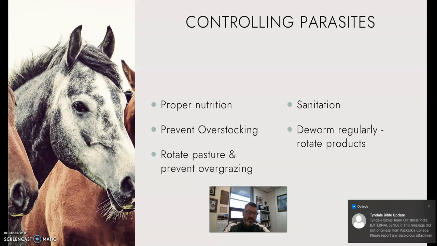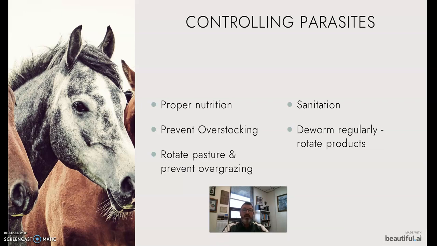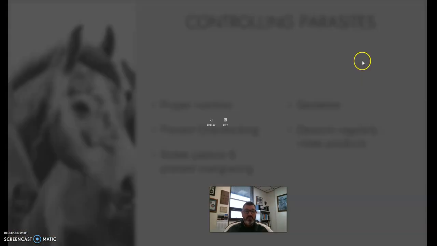If you rotate them out to other pasture areas, then you have less risk because the eggs tend to stay much closer to the soil line. Proper sanitation, that goes for any of your facilities, indoor or out. And then use deworming products regularly and rotate them so that you hit different potential worm risks. So that's your 5 best methods of controlling parasitic problems.